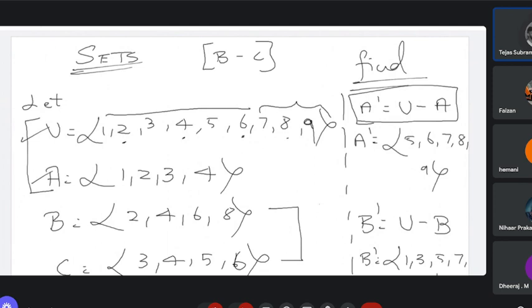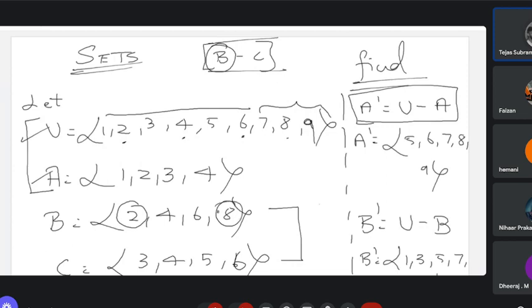Elements which are there in B, but not in C. I'll repeat that. The English meaning of B minus C is elements which are there in B, but not in C. I'll go back to the sets. Elements which are there in B, but not in C. Again, 2 is there in B, but not in C. I'll check for 4. 4 is there in B and C. So 4 is not my answer. I'll go to 6. 6 is there in B and C. So not my answer. I'll go to 8. 8 is there in B, but not in C. So therefore, my answer is 2 and 8.